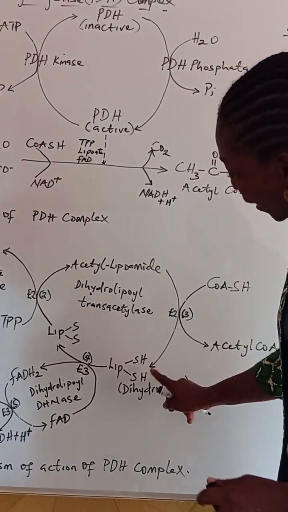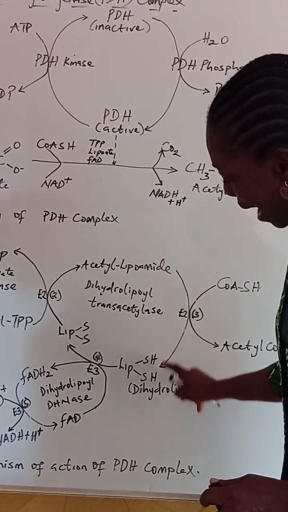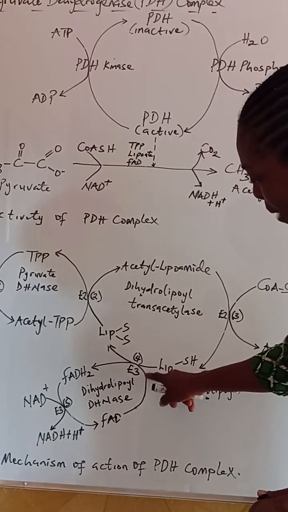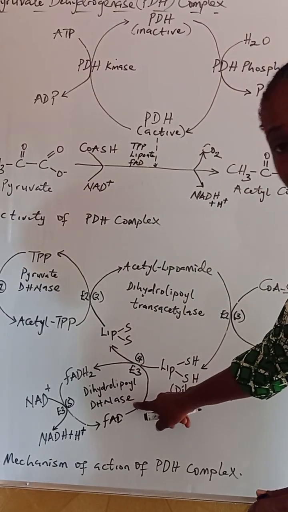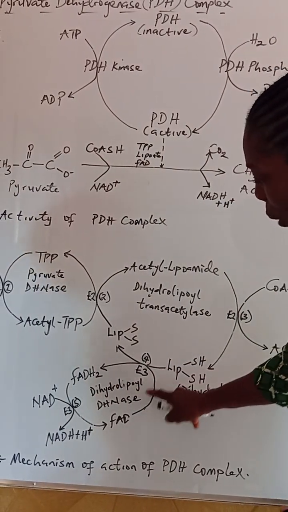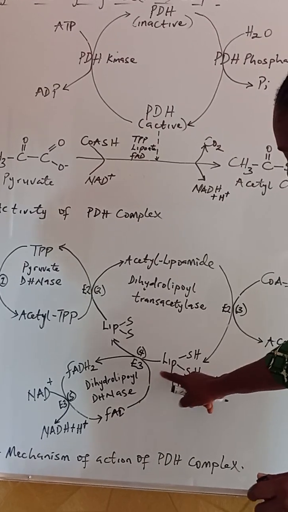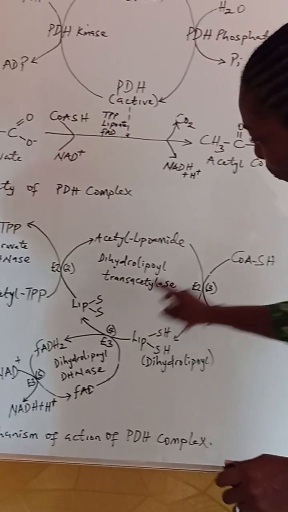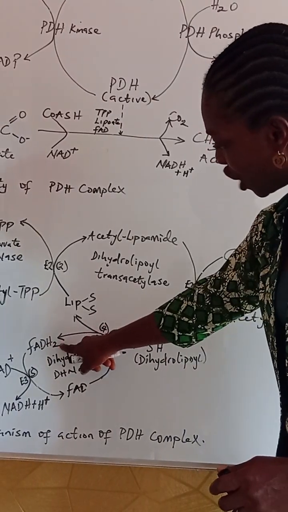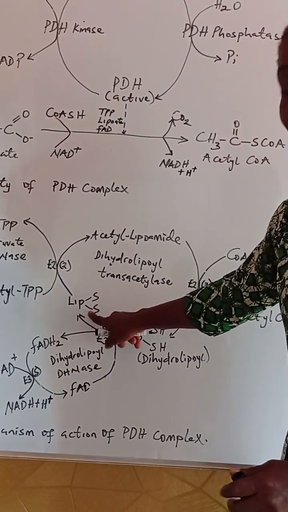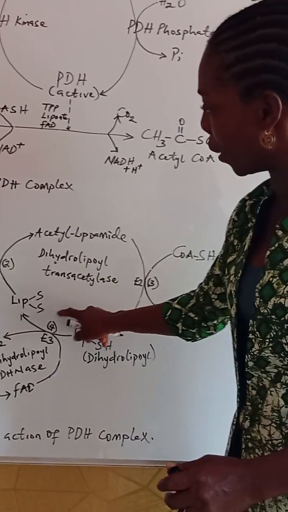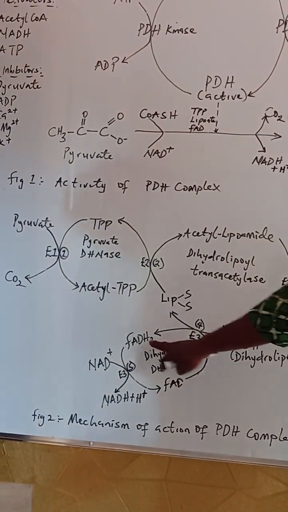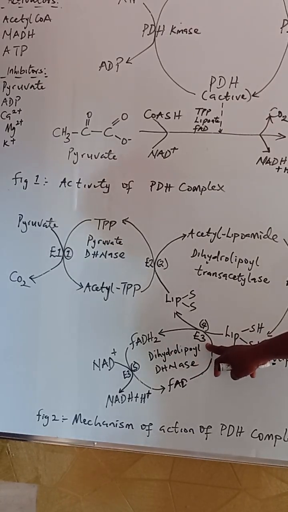FAD comes in, collects the 2 hydrogens from dihydrolipoyl and becomes FADH2. This step 4 is catalyzed by the last enzyme of the complex, dihydrolipoyl dehydrogenase. So dihydrolipoyl releases the 2 hydrogens to FAD, to become FADH2, and then returns to its original state, lipoamide, to continue with another round of this reaction. So we have FADH2 as the product of step 4.